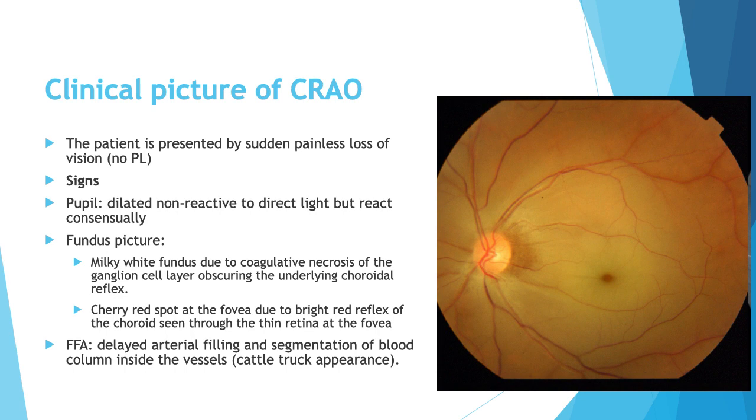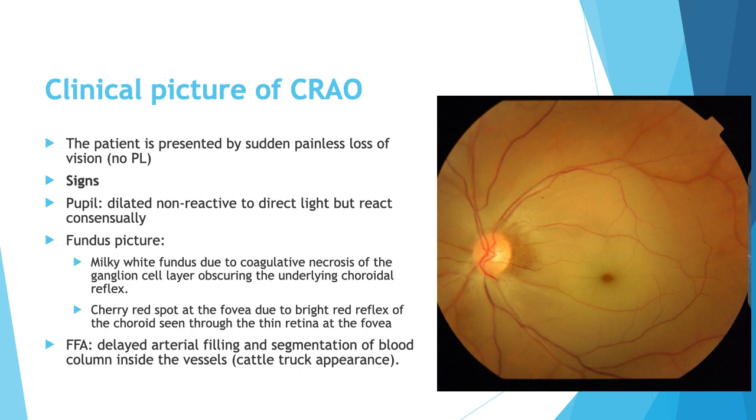Looking at the fundus, it's not red anymore. There is a milky white retina, whitish coloration at the central part of the eye, with a cherry red spot, a red spot in the center. This whitish coloration is because of the thickening of the retina, or coagulative necrosis, or early edema of the retina, which obscures the color of the choroid.